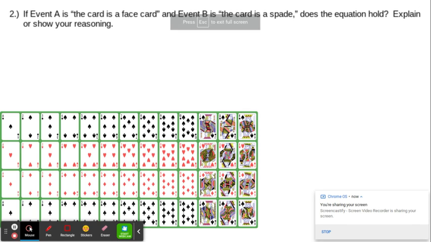As promised, activity 8.2, part 2. Event A is the card is a face card. Event B is the card is a spade. Does the equation hold? Okay, so first of all, let's set up our equation here.